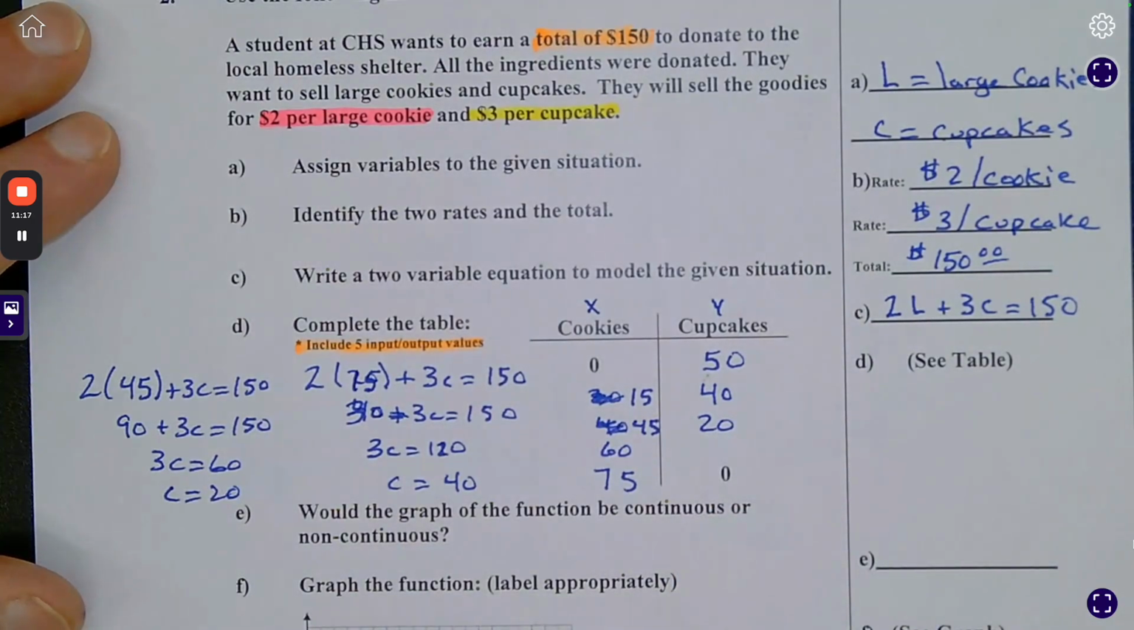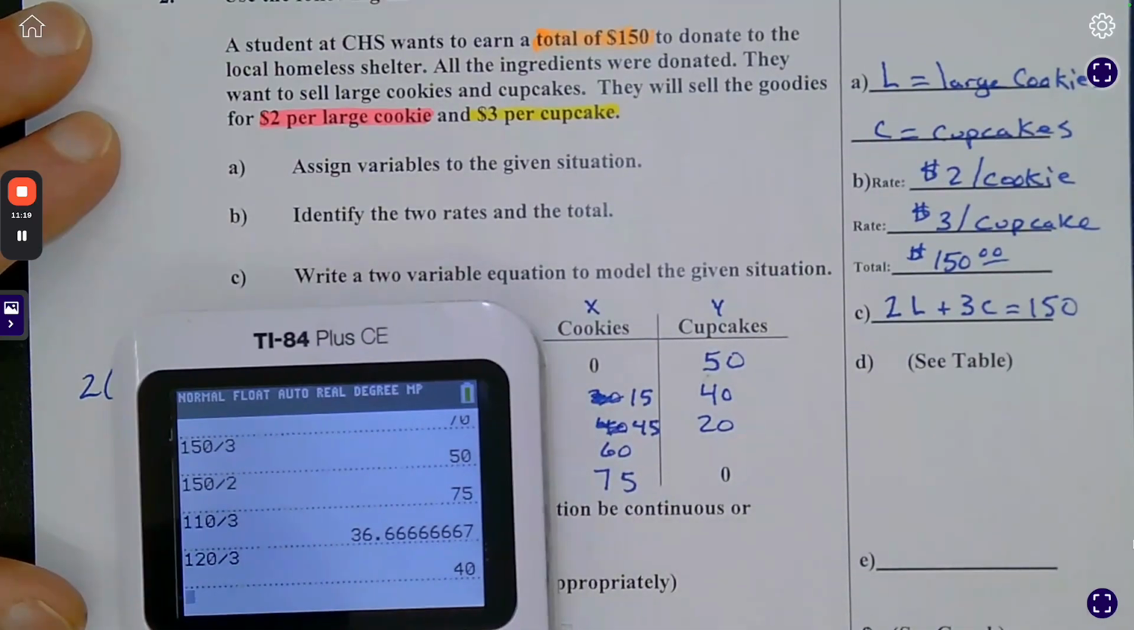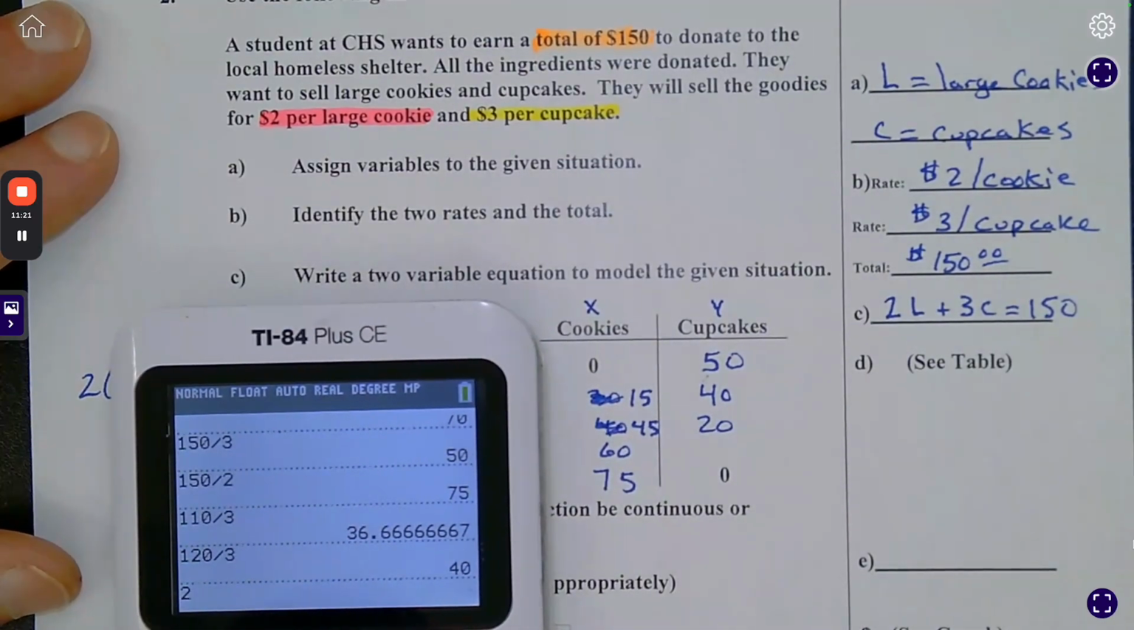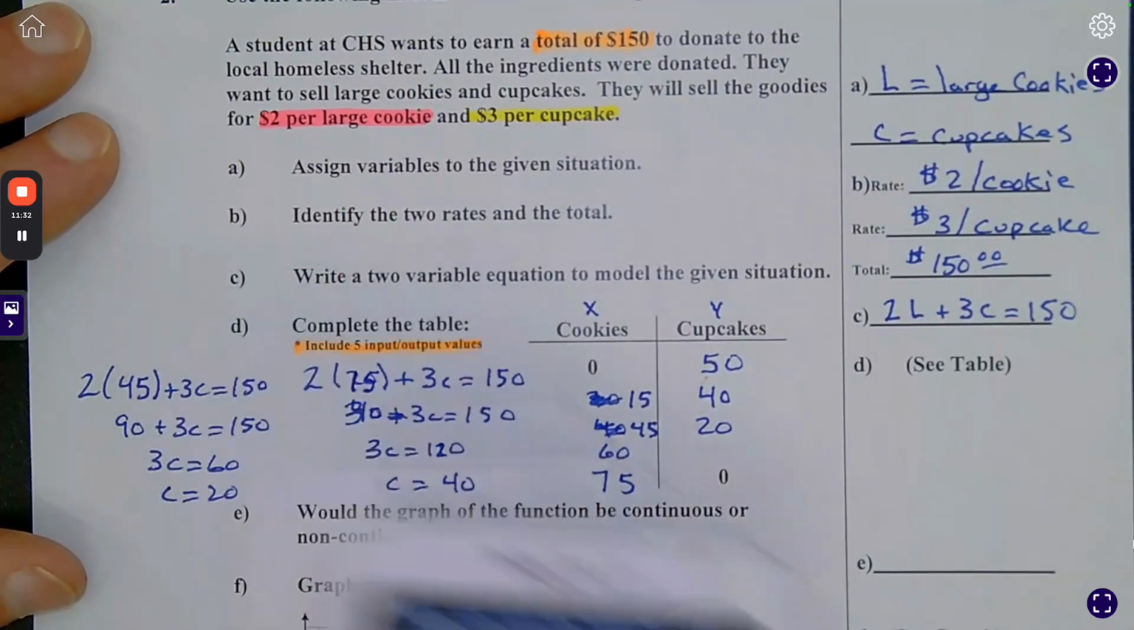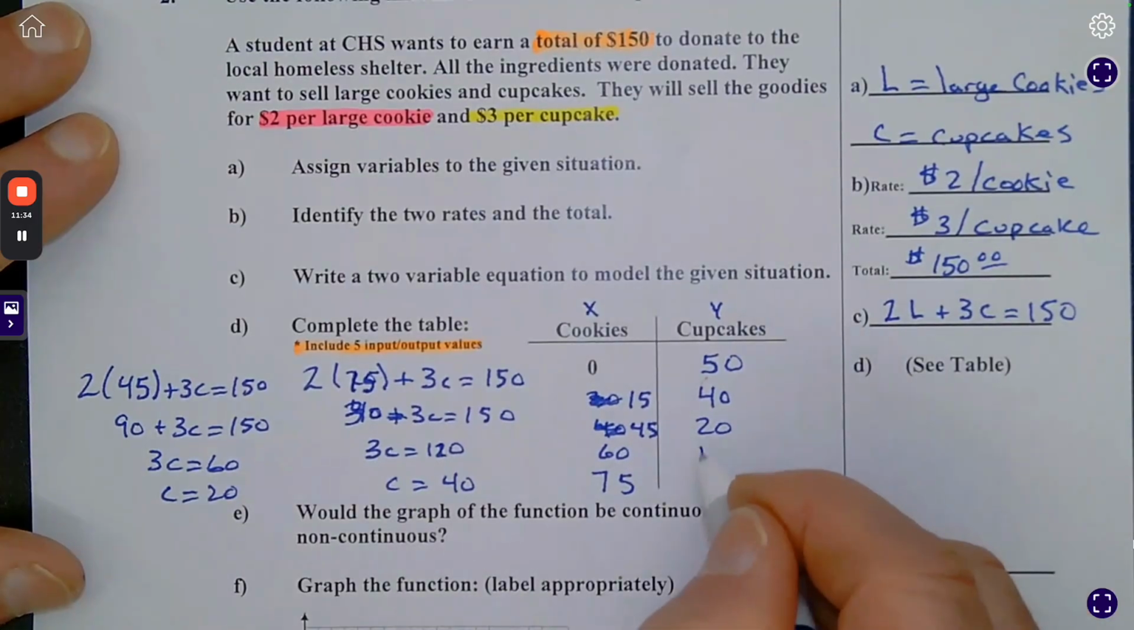Okay, now I'm going to put in 60. I'm going to do this one using my calculator. So I'm going to do 2 times 60. That's 120. I'm going to do 150 minus 120. That's 30. I'm going to divide that by 3. That's 10. Okay, that was tricky.